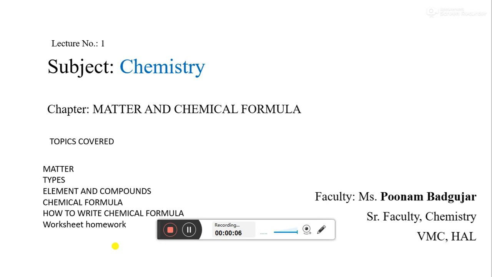Today we are going to start with matter and the chemical formula of the 7th class. In this topic we are going to cover what we mean by matter and the types of matter, the elements and compounds, the chemical formula and how to write the chemical formula, and then you have a homework worksheet, right?